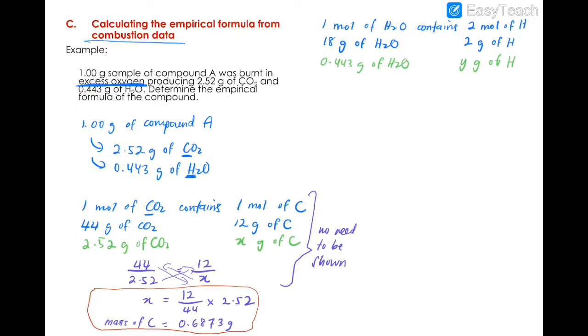So macam mana nak cari value Y pula? So kita kena buat benda yang sama lah. So 18 bahagi 0.443 bersamaan dengan 2 bahagi Y. So bila kamu rearrange balik, Y is equals to 2 divided by 18 darab dengan 0.443. Therefore your Y kat sini kan mass of hydrogen kan. So mass of hydrogen yang kamu jumpa ni adalah 0.0492 gram.